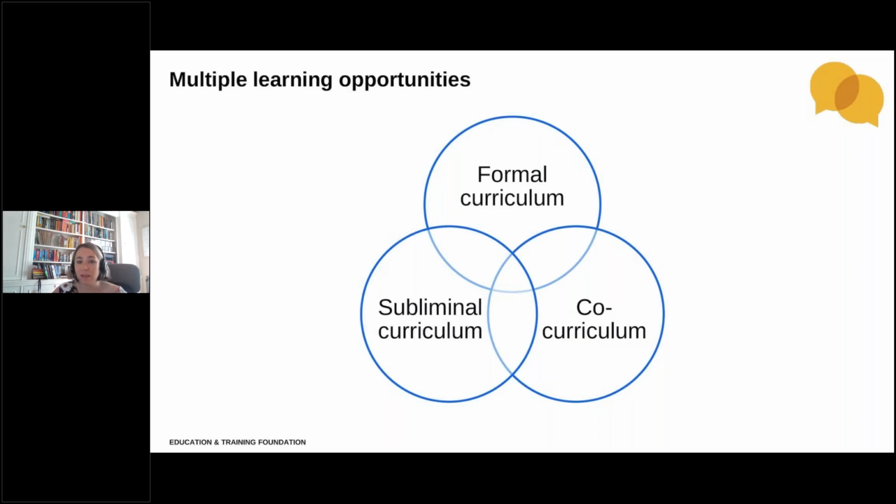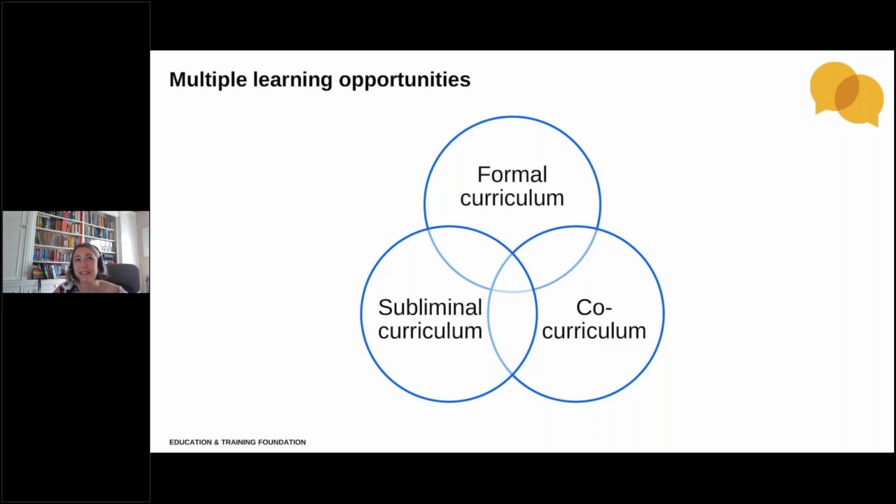So I really want people to be thinking about, okay, we're going to spend most of the session today looking at the formal curriculum, but there are definitely opportunities through your co-curricular and through your subliminal curriculum too, to really build that culture of engagement with sustainability through your learners' whole experience with your organisation, not just with what's taught in the classroom. And what's taught in the classroom at the moment is varied.